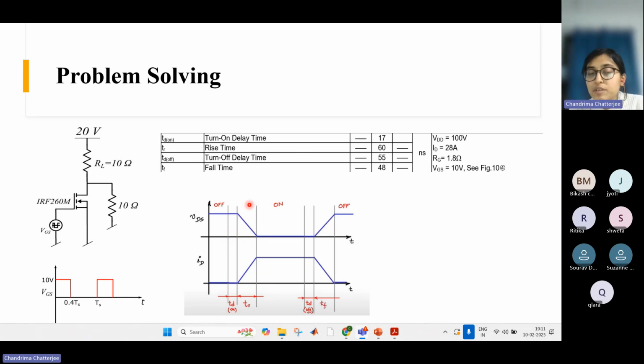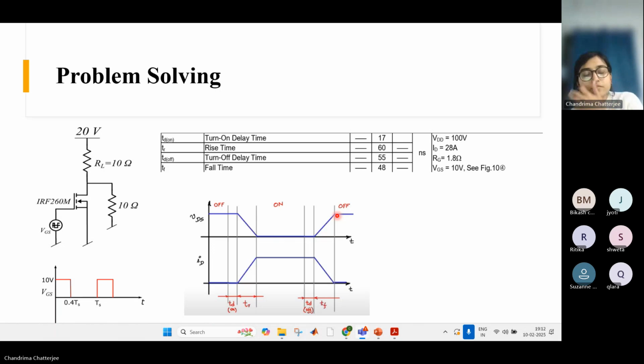But here there will be some loss because here the voltage is falling from this VDS to almost zero, a very small value, and current is rising from zero to this value. Okay, so both voltage and current are present, so some loss will be there. This is the turn on loss, and this is the rise time. And similarly here we have the fall time where the current again falls back to zero and the voltage rises here. Okay.